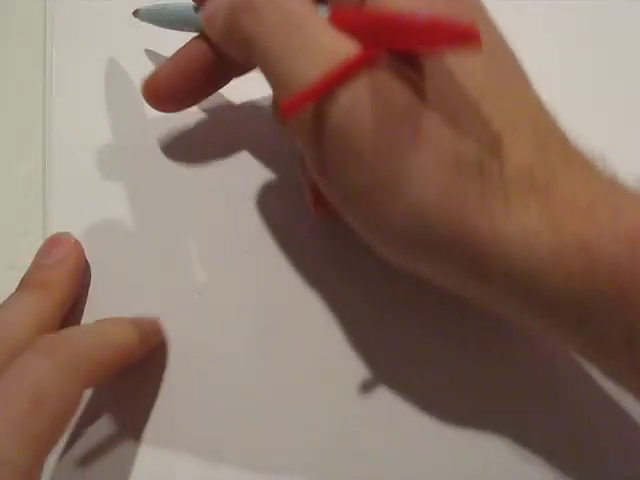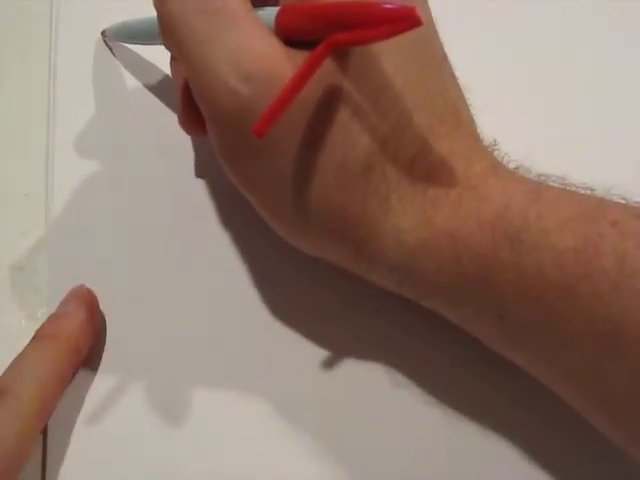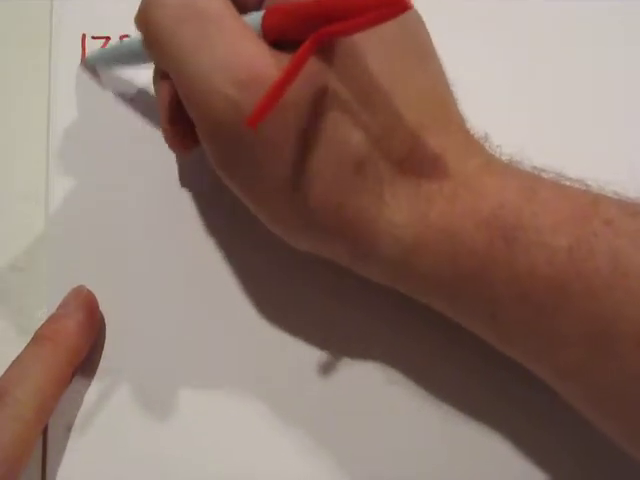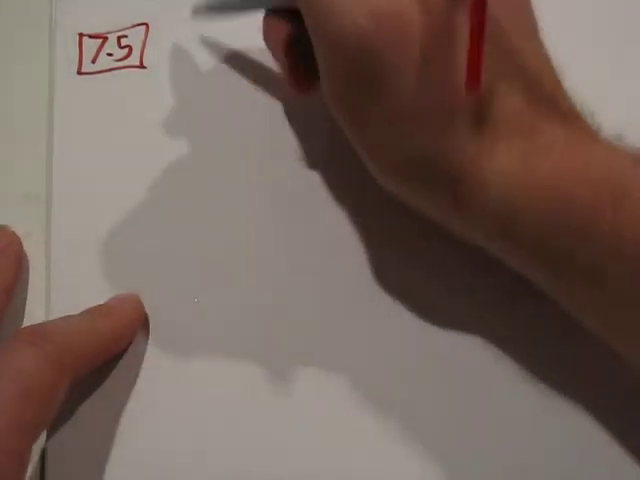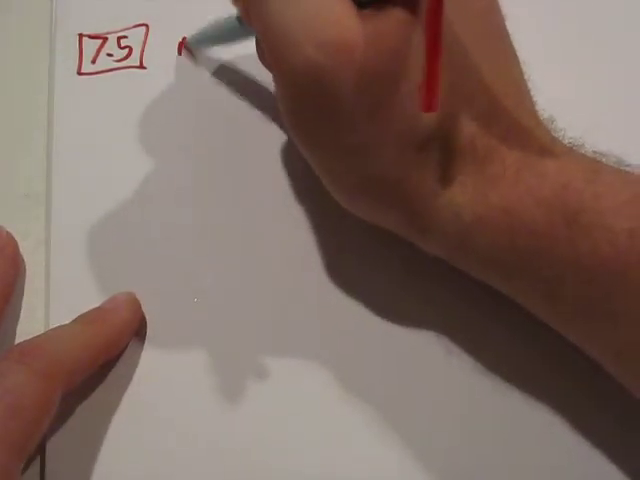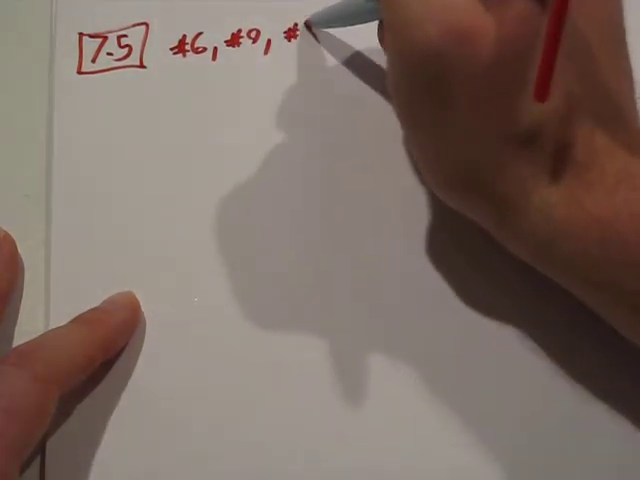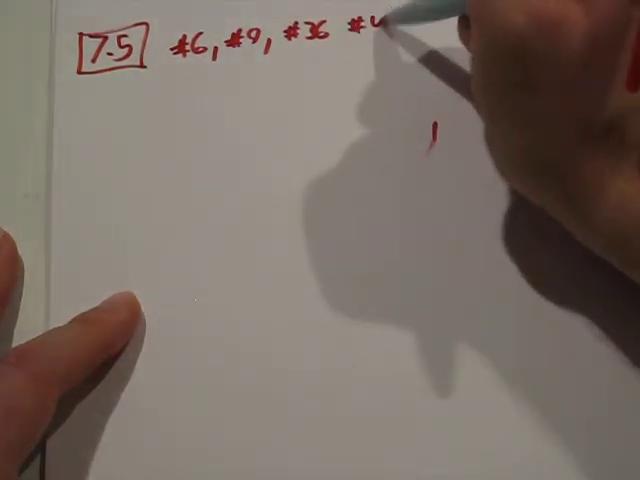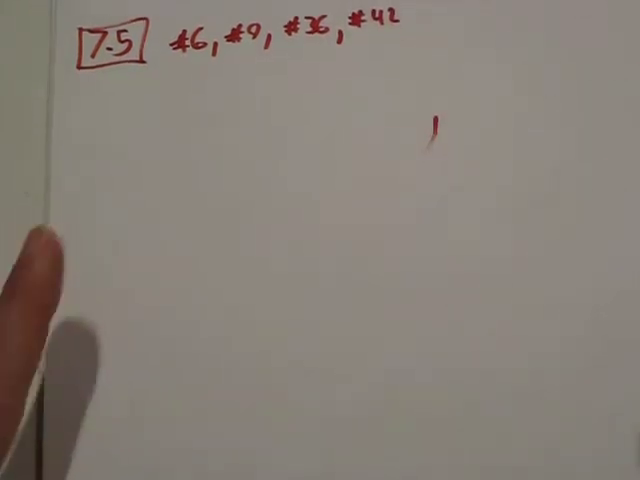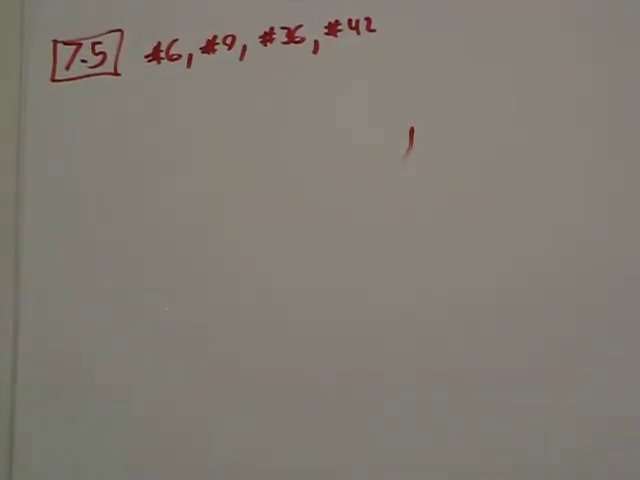Okay, here we are with Mr. Anderson from Kellogg Community College. We're going to be doing a lot of problems from section 7.5, the general factoring chapter here. We're going to be doing problems number 6, number 9, number 36, and finally number 42. And I like this section because this section kind of throws everything at you.